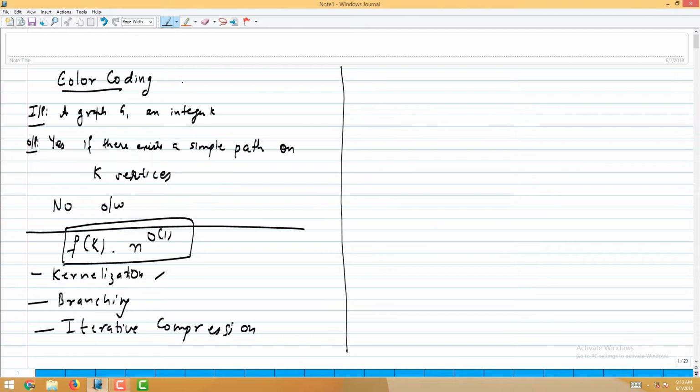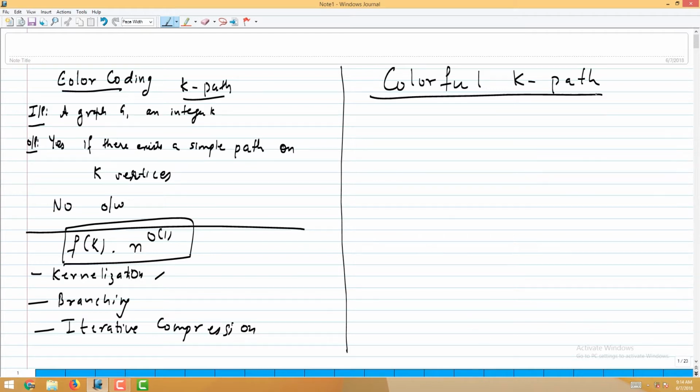So, this problem is called the k-path problem. I am now defining the colorful k-path problem. In the colorful k-path problem, in the input we are given a graph G and an integer k and a coloring of the vertices of the graph using k colors. So, think of the input graph as being colored with some k colors. Now, this coloring is not a proper coloring of the graph. The coloring that I give you might not be proper in the sense that it might be the case that there are two adjacent vertices that get the same color.